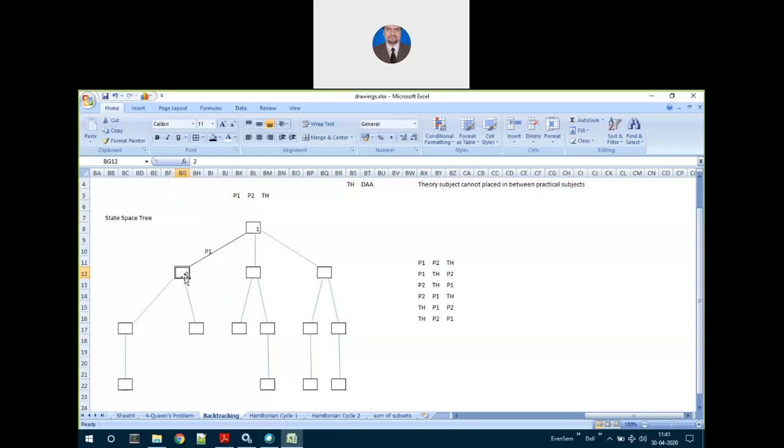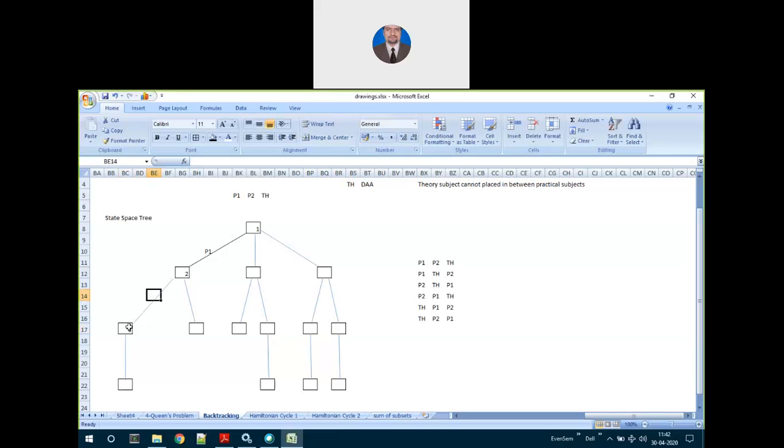Now from this node, since I need to find the solution in the depth first search manner, from node 2 I should again go downwards and draw another node over here, treating it as node number 3. And for this node number 3, I will assign the time slot from node number 2 to node number 3.